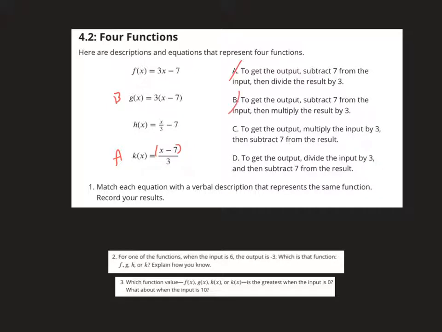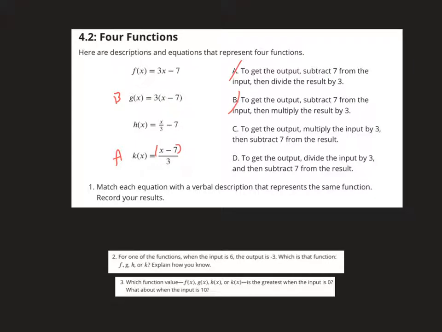For part C, to get the output, multiply the input by 3, then subtract. So we're going to multiply prior to subtraction, which is our regular order of operations. So that is going to look like your regular piece, multiplying by 3, then subtracting by 7.